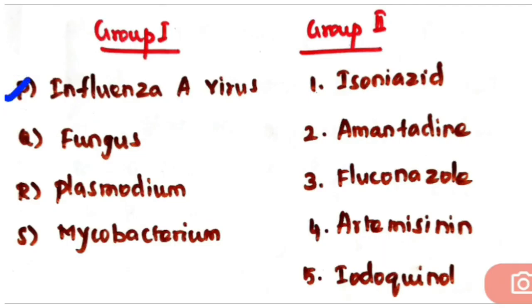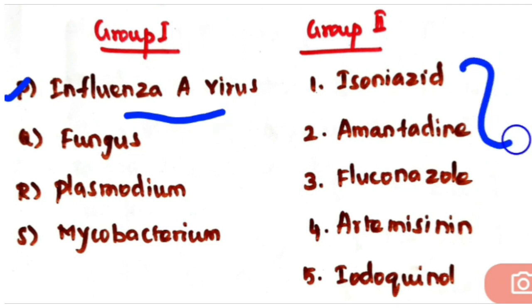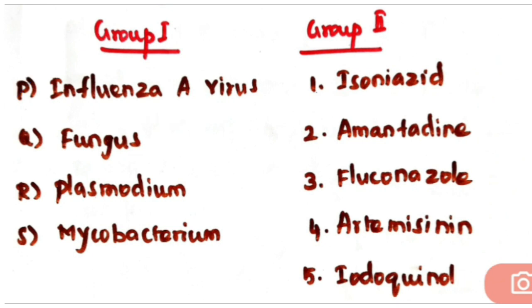So the first option is influenza A virus. Influenza A virus is a virus, so you have to find out the substance which has antiviral properties. In these 5 options, amantadine, that is option 2, has antiviral property, which is used to treat or prevent influenza A virus.